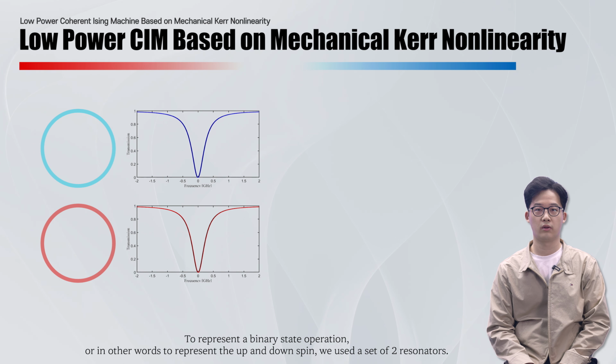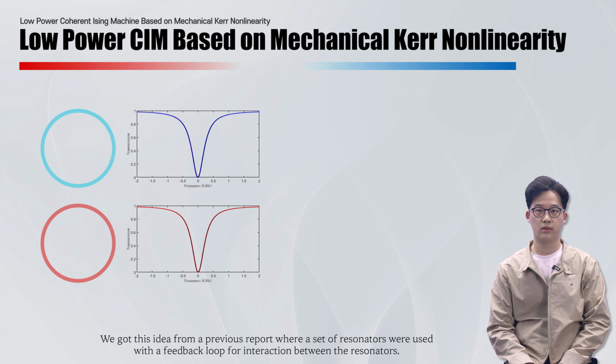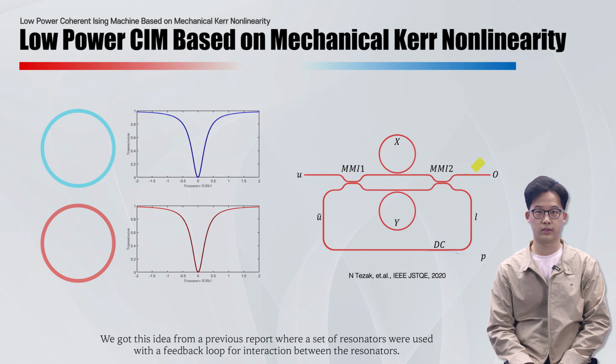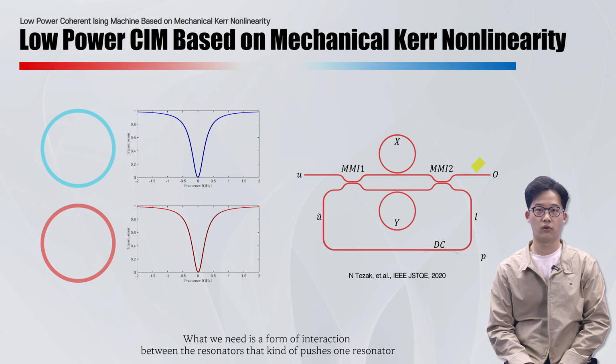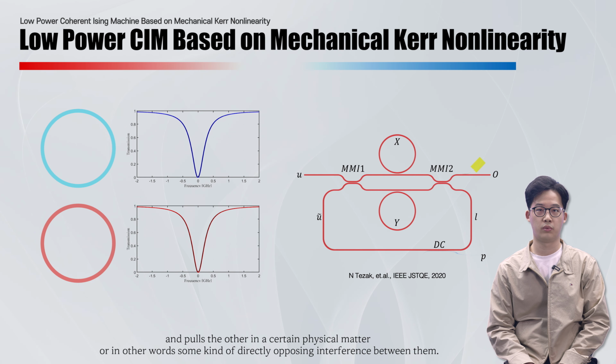To represent a binary state operation, or in other words, to represent the up and down spin, we used a set of two resonators. We got this idea from a previous report where a set of resonators were used with a feedback loop for interaction between the resonators. We did actually make the chip and demonstrated the model itself, but as said before, power turns out to be the main problem. So what we need is a form of interaction between the resonators that pushes one resonator and pulls the other in a certain physical manner, or in other words, some kind of directly opposing interference between them.